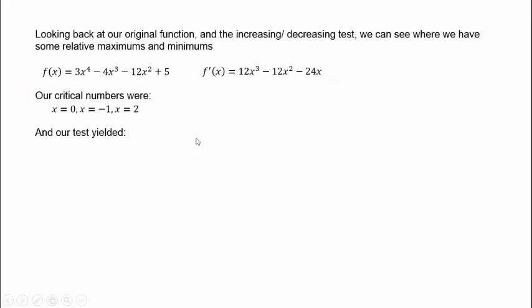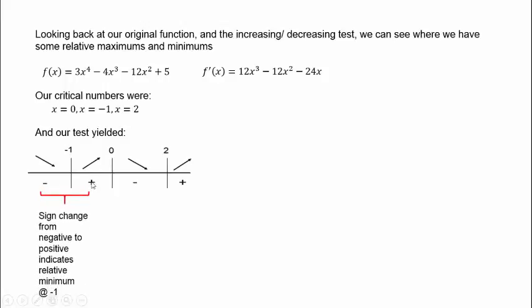All right, so if we keep in mind, looking back at what we already have done, our original function and the increasing and decreasing tests, we can see where we might have some relative minimums and maximums. Remember, this was our function, and this was our derivative, and our critical numbers were 0, -1, and 2, and these were the table. This is our graphic organizer, the results of our testing. And when we look right here, around the critical point -1, you can see there's a sign change. It goes from negative to positive.